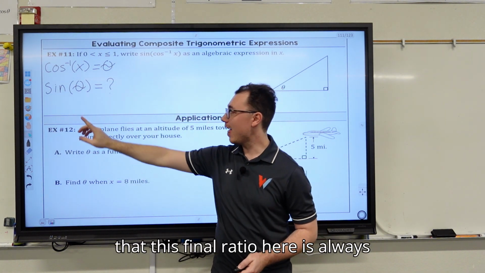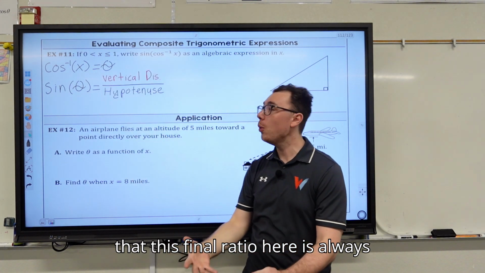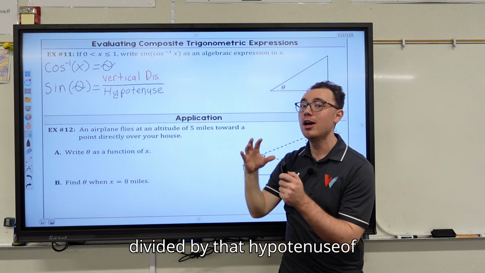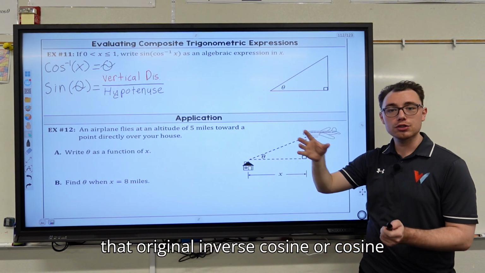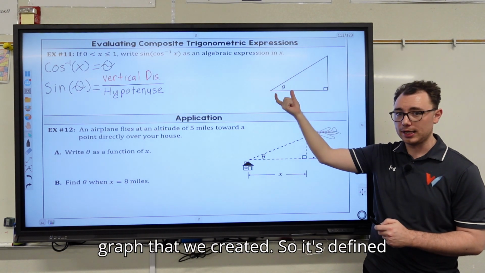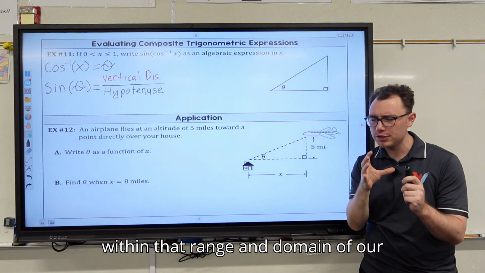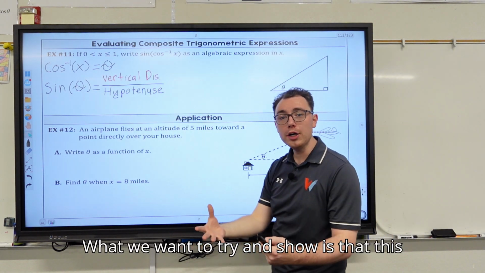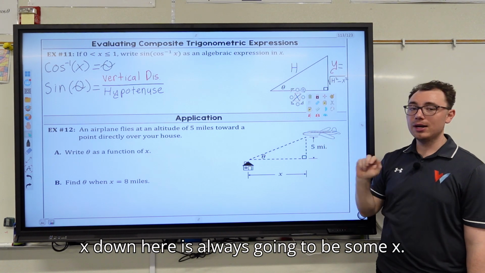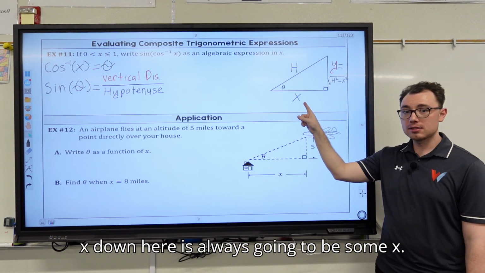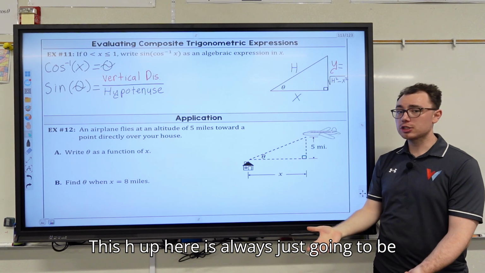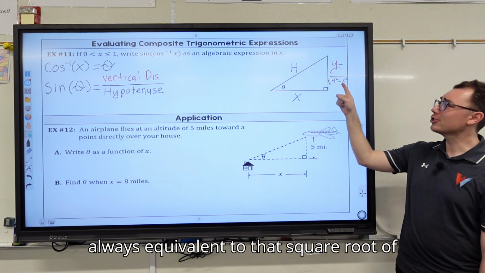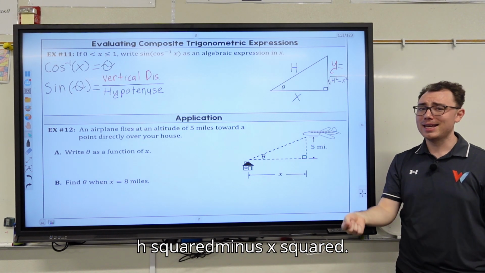Well, notice that this final ratio here is always going to be that vertical displacement divided by that hypotenuse of that original inverse cosine or cosine graph that we created. So it's defined within that range and domain of our original argument of this problem. What we want to show is that this x down here is always going to be some x, this h up here is always just going to be some h, and this y here is always equivalent to the square root of h squared minus x squared.